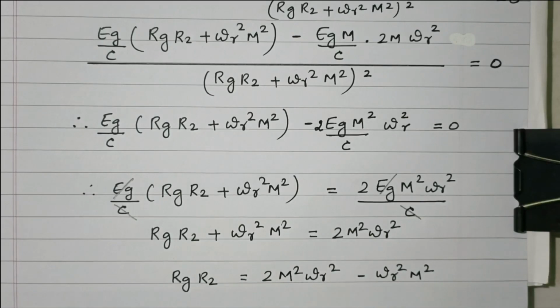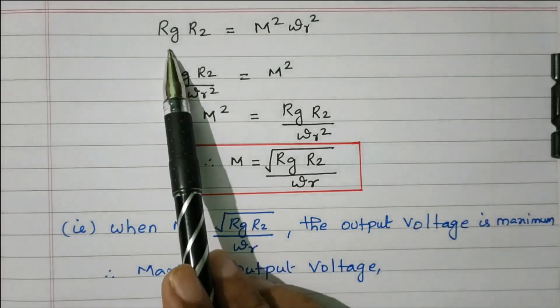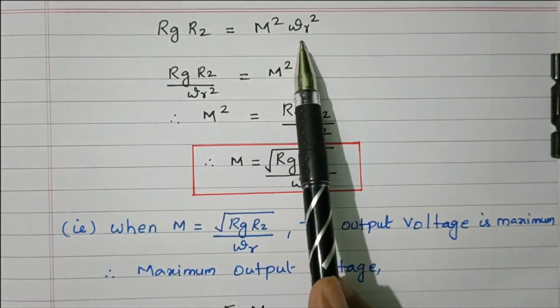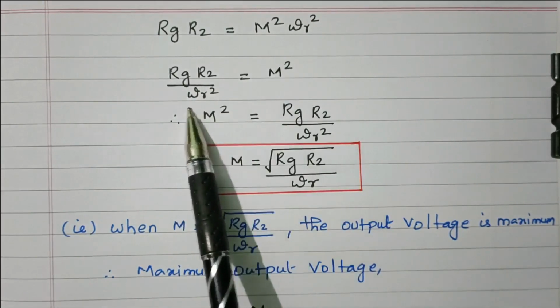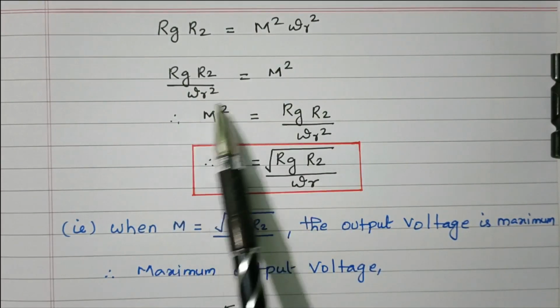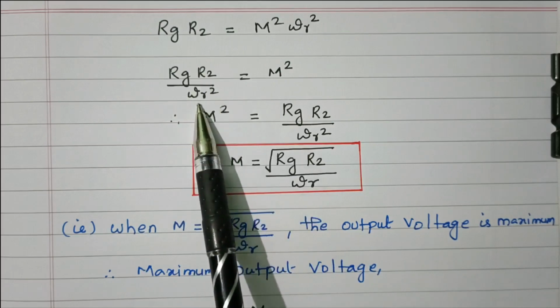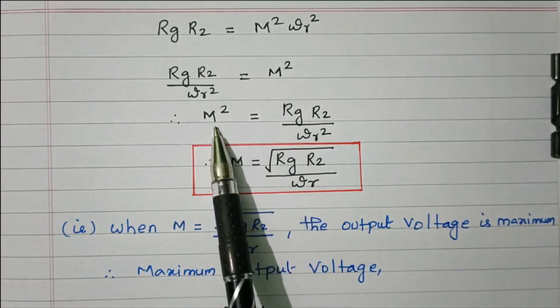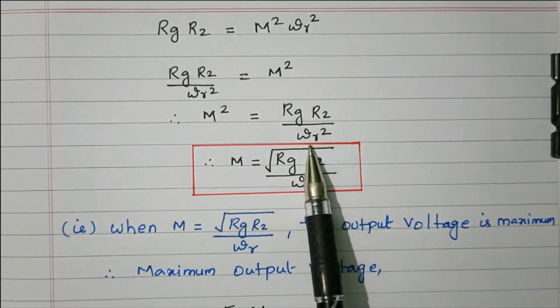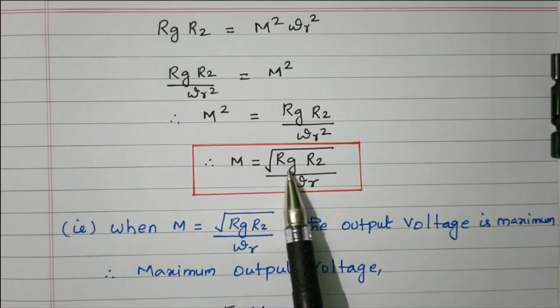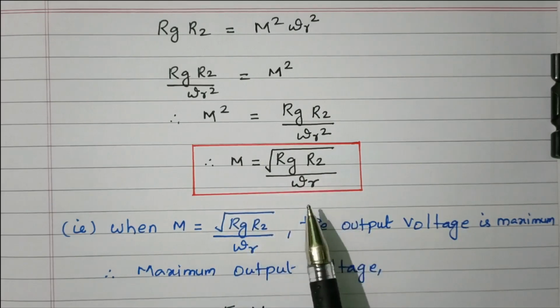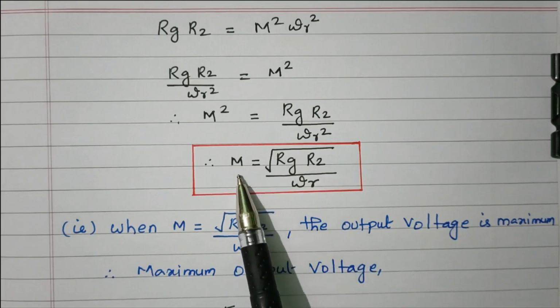Right. I will go for the further simplification. So that Rg R2 equal to m square omega r square. Bring this omega r square in the denominator, this side, so that m square equal to Rg R2 divided by omega r square, so that m equal to Rg R2 divided by omega r square. Now take square root on both the sides, so that m equal to square root of Rg R2 divided by omega r. So this is the value we got.